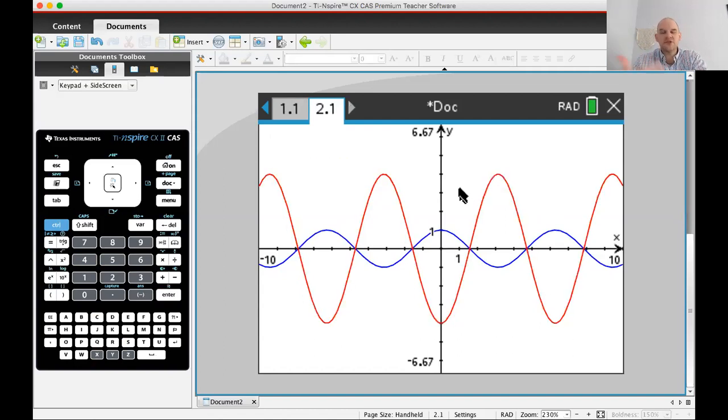Looks like A will stretch and reflect. So the absolute value of A is called the amplitude of your function. That's how far you can get from the sinusoidal axis. And then if A is positive, you get the normal pattern. If A is negative, you reflect your pattern. So I think I have a handle on what A is doing.